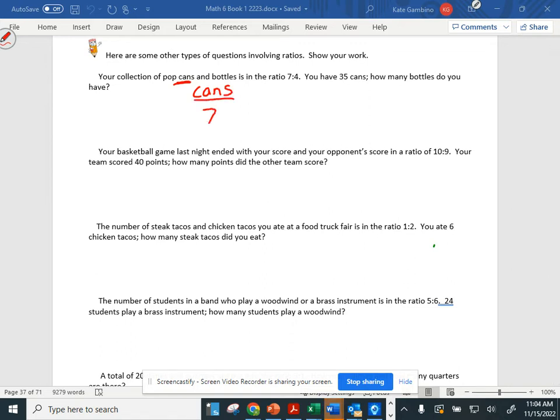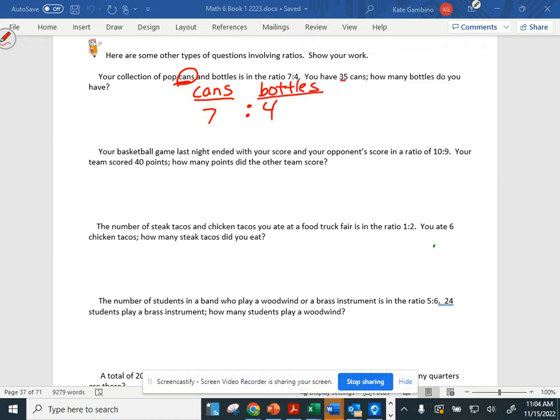There's another way that we know that our first number is cans, and this is important. How do we know, Taya? Because the can is the first thing that it says. Cans is the first part, so that's our first number. Okay, cans is first, so it's going to be the first number of the ratio. So we know bottles is our second.